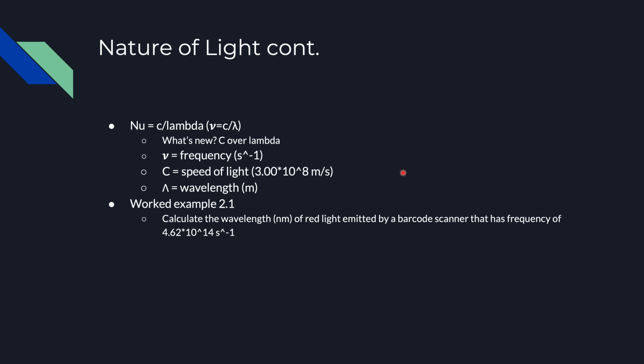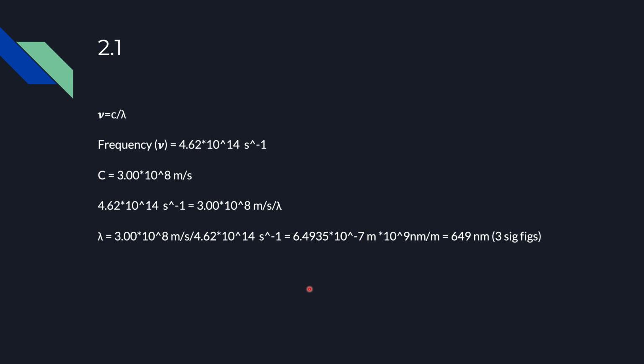Here's an example that incorporates this nu equals c over lambda equation. Calculate the wavelength in nanometers of a red light emitted by a barcode scanner that has a frequency of 4.62 times 10 to the 14th seconds inverse. Feel free to pause the video if you want to solve it on your own. We're going to move on now to see the answer and how you actually do it.